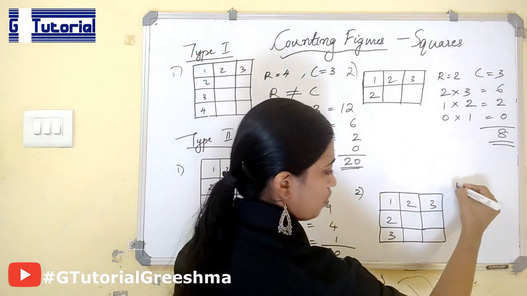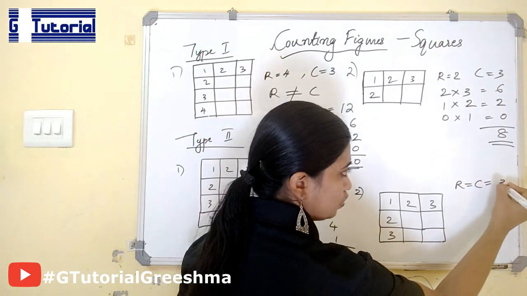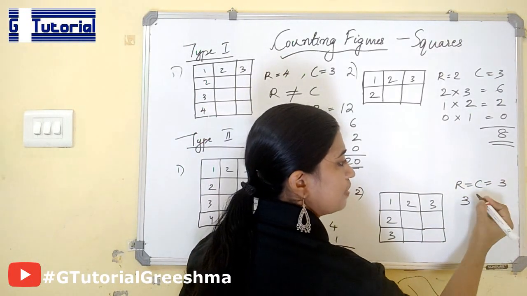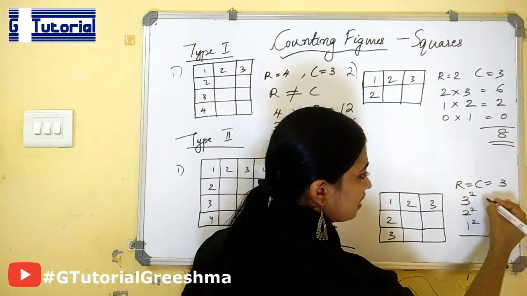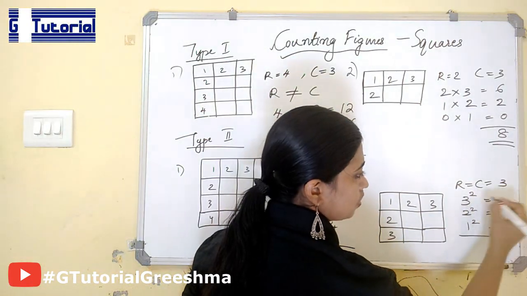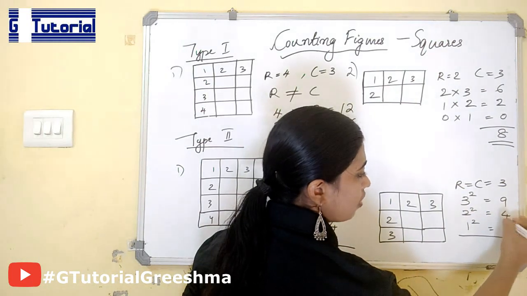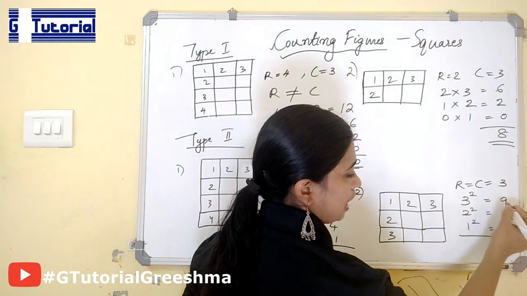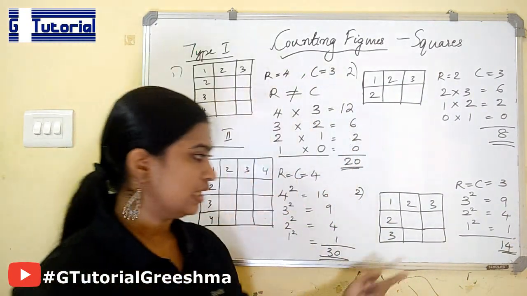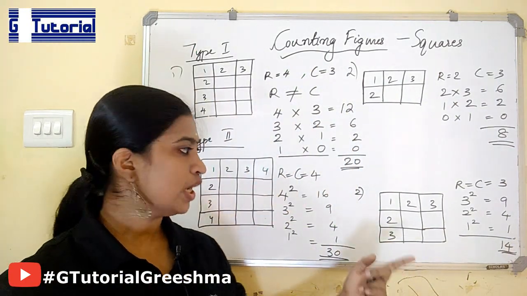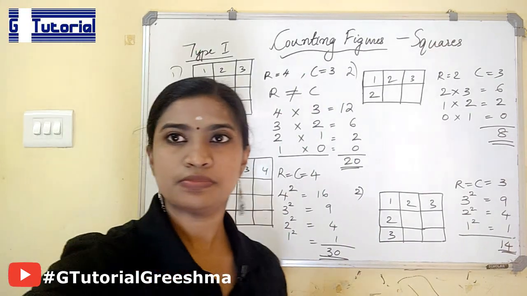Here the number of rows is equal to number of columns is equal to 3. So start from 3. 3 square, 2 square, 1 square. Then we will reach 0. So 3 square is 9, 2 square is 4, 1 square is 1. 9 plus 1, 10, 10 plus 4, 14. 14 is the number of squares in this figure. Now we can move on to the third type.